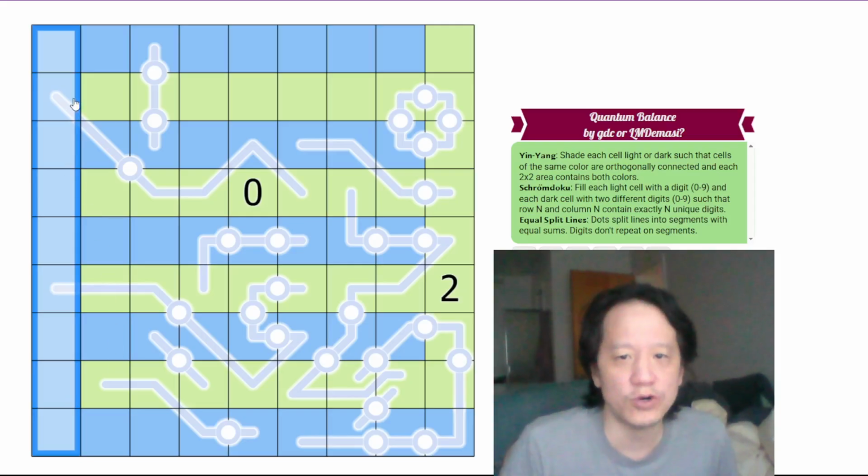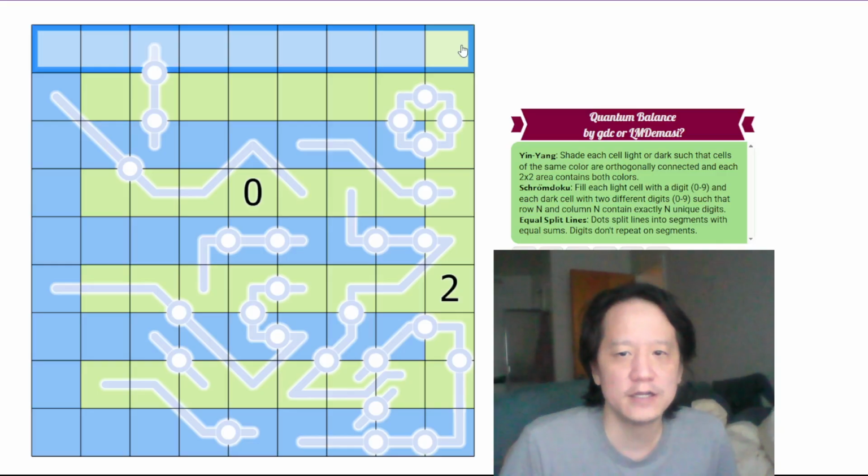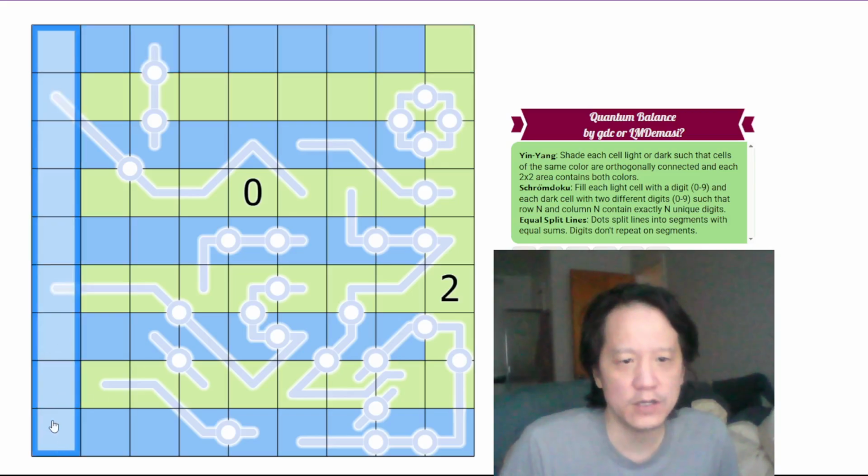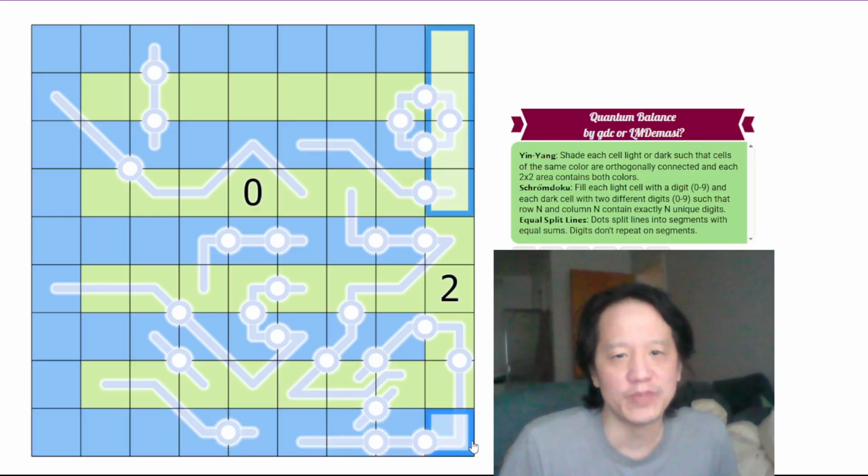So row 1 must contain exactly 1 unique digit. So does column 1. Row 9 and column 9 must contain exactly 9 unique digits. Interesting. That should tell us something.